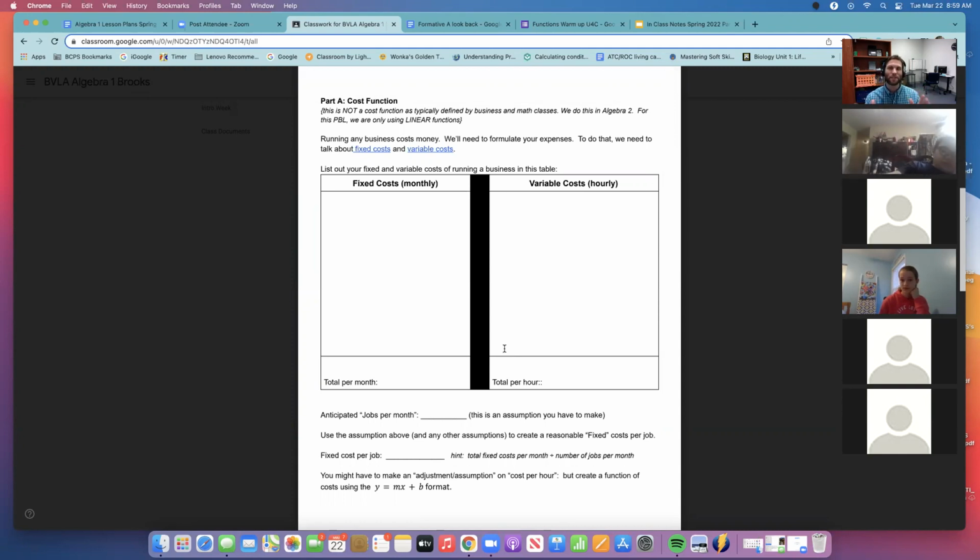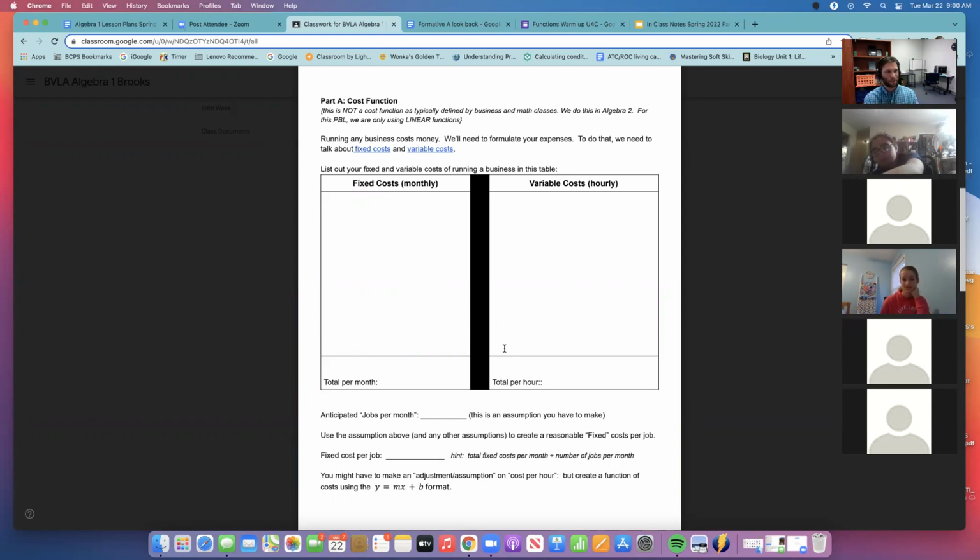Can somebody give me an example of a business expense you might need to borrow money for, so that no matter how many jobs you do or how many hours you work, you're going to have to pay for that? Can anybody think of a big one? Maybe rent? Utility bills? Rent. Absolutely, rent. That's the big one. If you have rent, or maybe you rent a van, that costs.